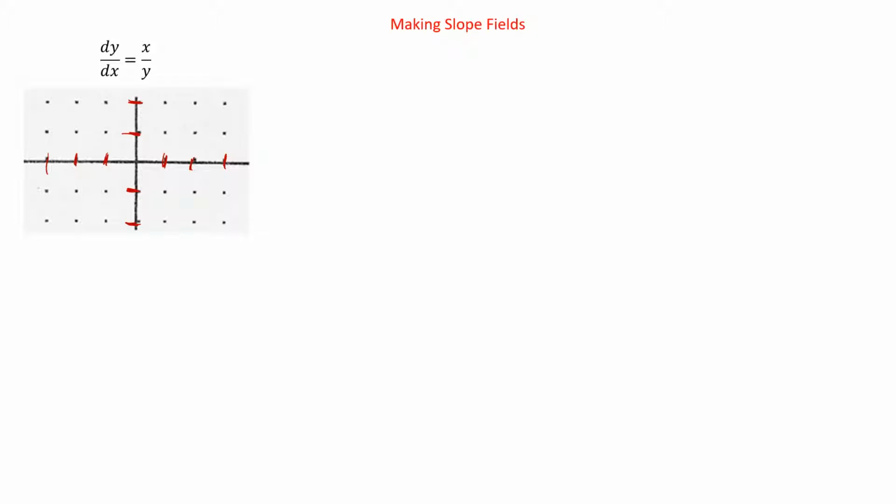And so now we can plug in some points. When x and y are equal, x divided by y will equal 1. So we can make a little slope of 1 when x and y are equal. When x and y are equal but opposite signs, it'll be negative 1.